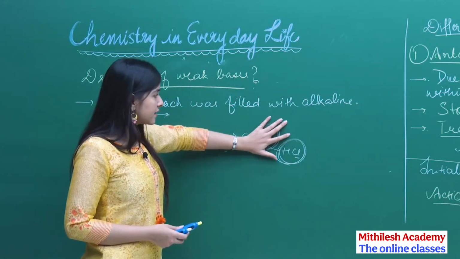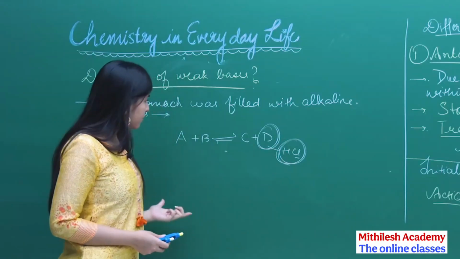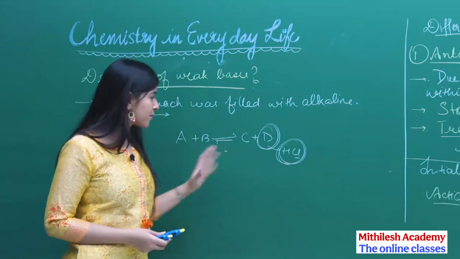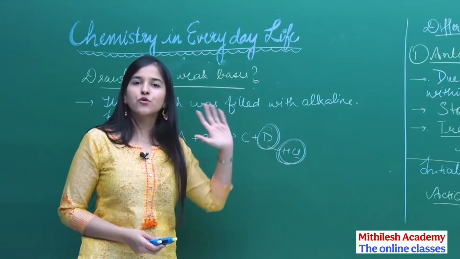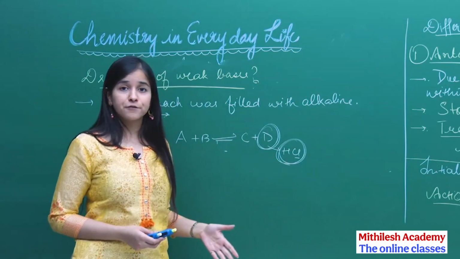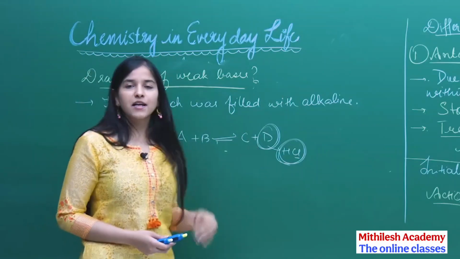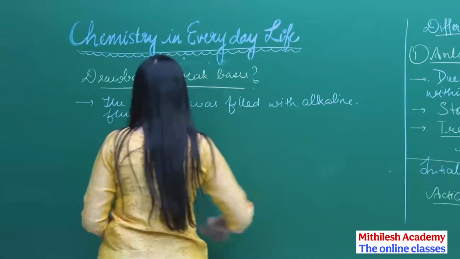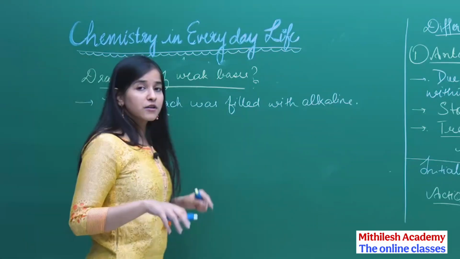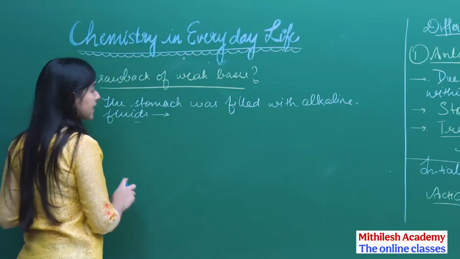There will be a slight deficiency of HCl on the right of the reaction. That means according to the Le Chatelier principle, the reaction will shift more and more towards the forward direction, so there will be more and more production of HCl within our stomach. So the stomach was now filled with alkaline liquid. It had become alkaline in nature.